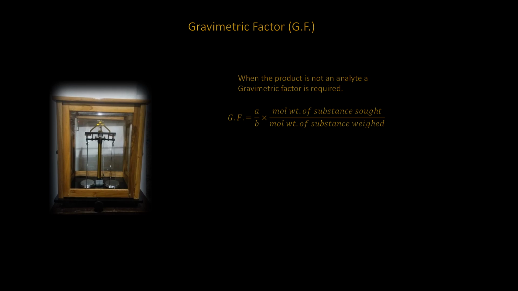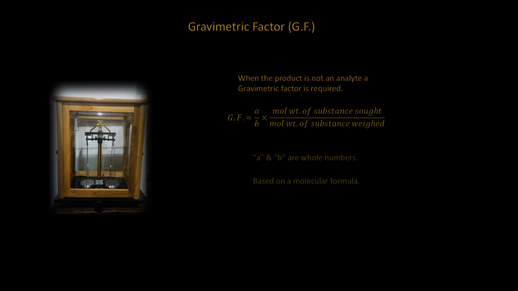The gravimetric factor, or number used, is equal to the number of moles, or atoms, of the critical substance that you are looking for, divided by the number of moles or atoms of the substance weighed. This is then multiplied by the mole weight of the substance sought, which is divided by the mole weight of the substance weighed. The substance weighed is the sample weight.